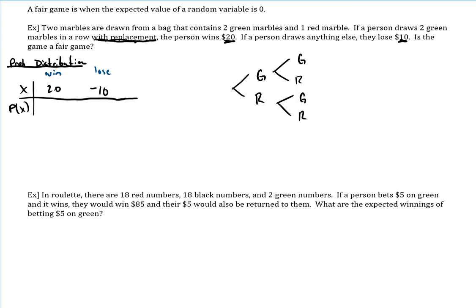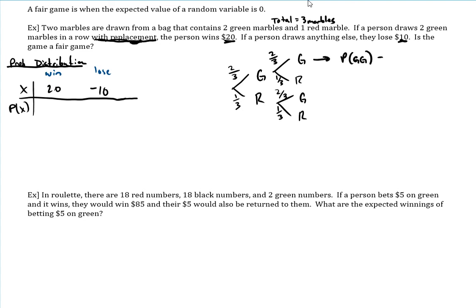They did say with replacement, so that means we draw the marble, look at it, record it, and put it back into the bag. There are 2 green marbles and 1 red marble, so there's a total of 3 marbles. That should be our denominator. The probability of drawing a green marble would be 2 out of 3. The probability of drawing a red would be 1 out of 3. Since the marble goes back into the bag, the green probability will always be 2 out of 3 for this problem. So let's fill those in, and the red will be 1 out of 3.